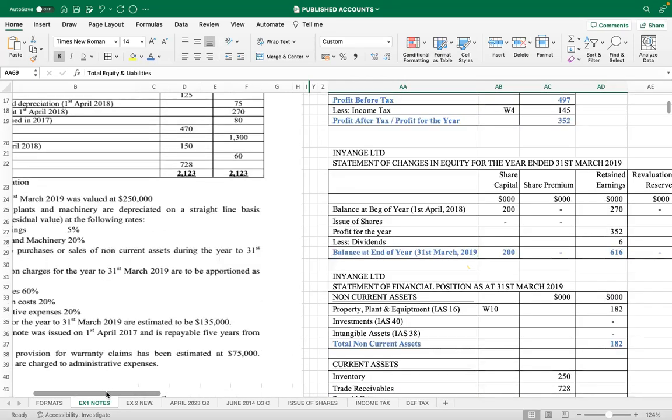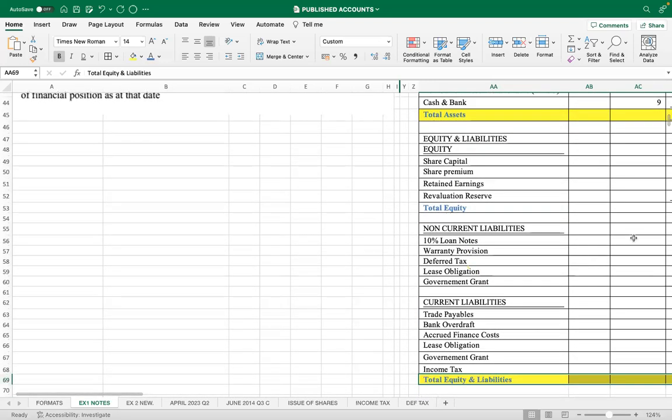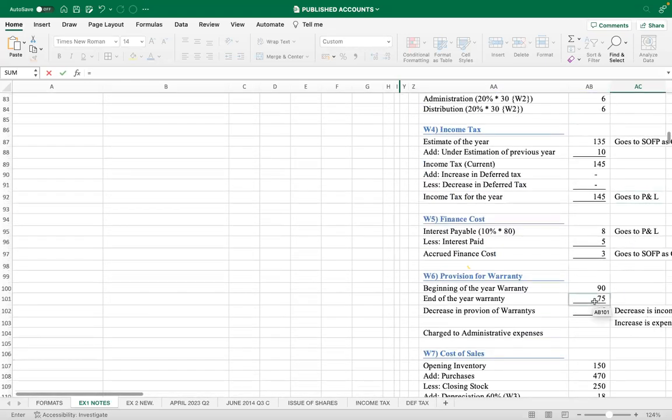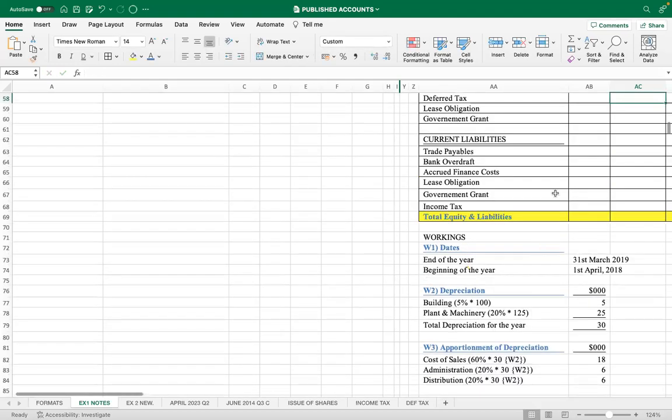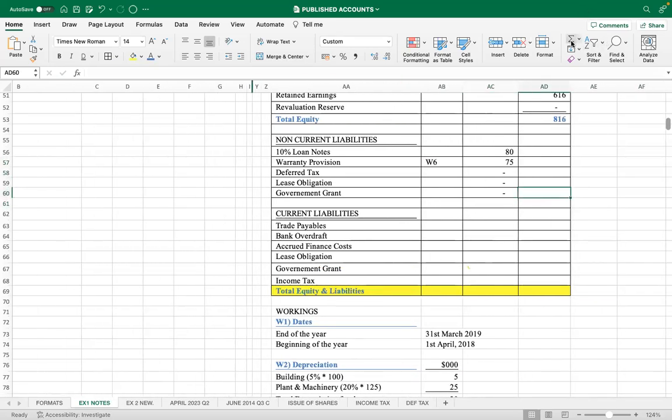Did we have any non-current liability? There was a 10% loan note. It was 80. Was there warranty provision at the end? Warranty provision at the end was 75, working 6. You always show the figure at the end. Was there any deferred tax? 0. Was there any lease obligation? 0. Was there any government grant? 0. So what is our total non-current liabilities? Our total non-current liabilities is 155.